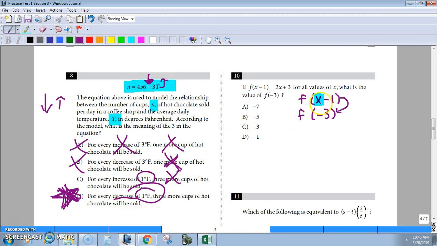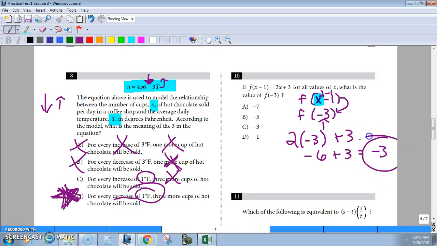So our input is actually going to be negative 2, because if I put a negative 2 here and then I subtract 1, I'm going to have a negative 3. On the inside of my function, that's going to be my input. So now I can just evaluate the right side. 2 times negative 3 plus 3. So order of operations, don't forget this in the middle of doing all of this. Multiply first, I get negative 6 plus 3 is equal to negative 3.